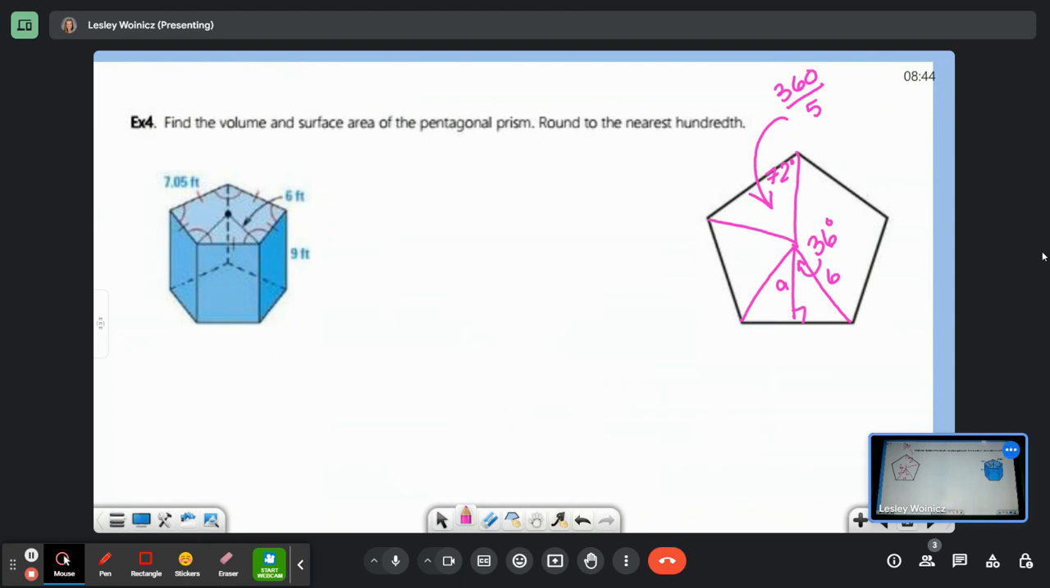Is it opposite? Do we care about this side right now? We already have that information. We don't need it right now. We need the apothem, which is the adjacent. Adjacent and hypotenuse, which is cosine. So we can say the cosine of 36 degrees is adjacent, the apothem, over 6. And then multiply both sides by 6. Don't forget to put your calculator in degrees.